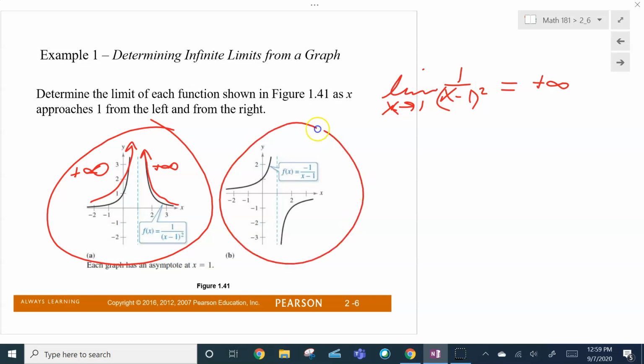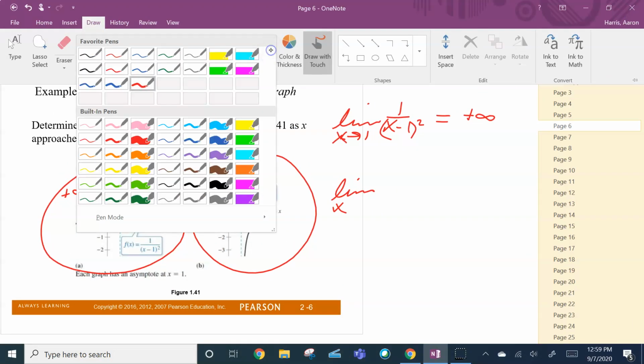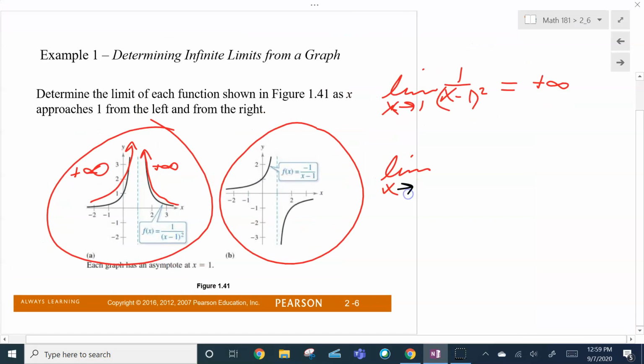Okay, this one here, let's look at this limit as x approaches 1. Let's do it from the right.